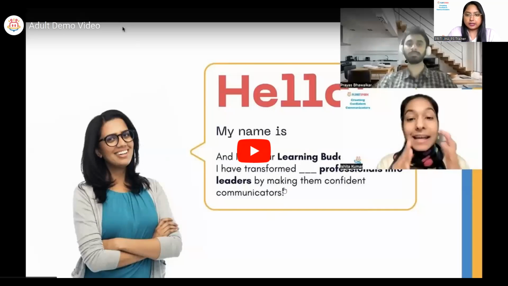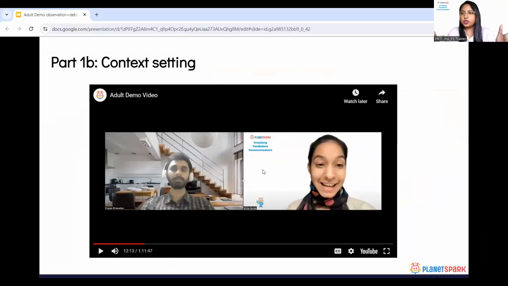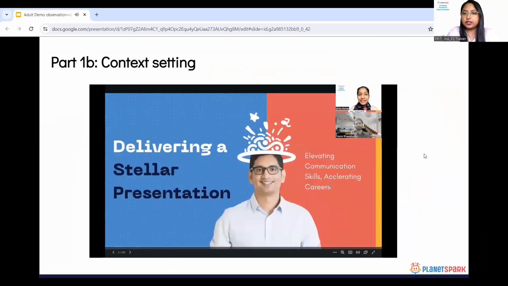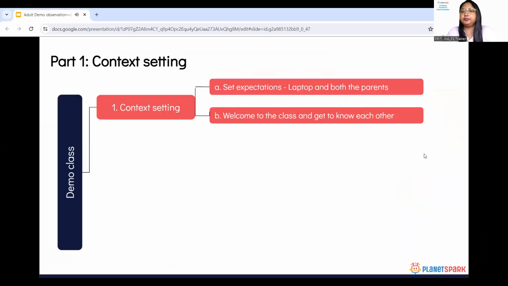Right. So this was the second part, and rather the most of the part of the context setting. And here the teacher and the student have a conversation. She welcomes him to the class, and both of them try to get to know each other. Let's write in the chat section what were the instructions and what were the questions asked by the teacher, so as to make the learner comfortable in the class.